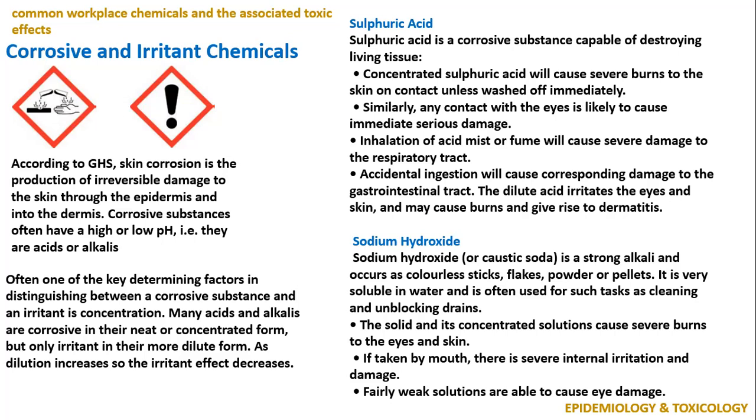Corrosive substances often have a high or low pH, that is, they are acids or alkalis. Often, one of the key determining factors in distinguishing between a corrosive substance and an irritant is the concentration. Many acids and alkalis are corrosive in their neat or concentrated form, but act as irritants in their dilute form. As the dilution increases, the irritant effect decreases.